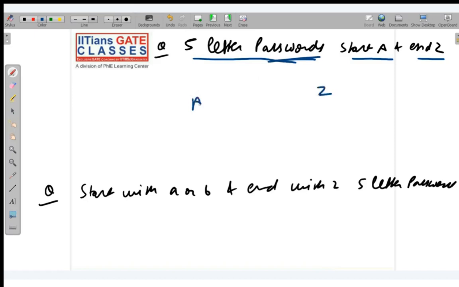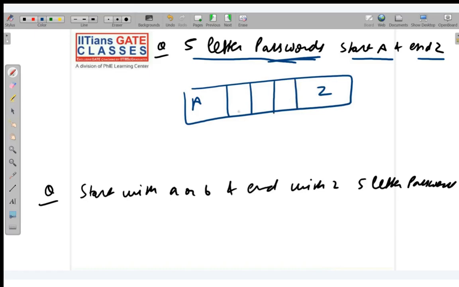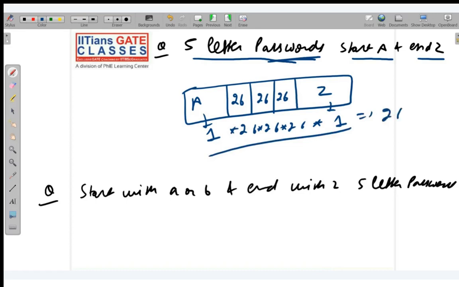Starting with A, ending with Z, 5 letters. So here I will say 26, 26, 26. Why? Because repetition is allowed. So how many choices are here? Only one. That means A should come here, and Z should come here. Here 26, 26, 26. Everything will be multiplied. So the final answer is 26 power 3.